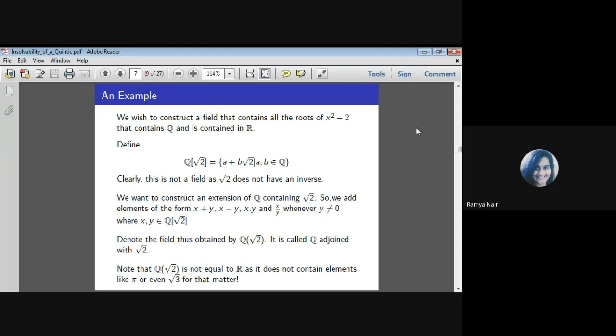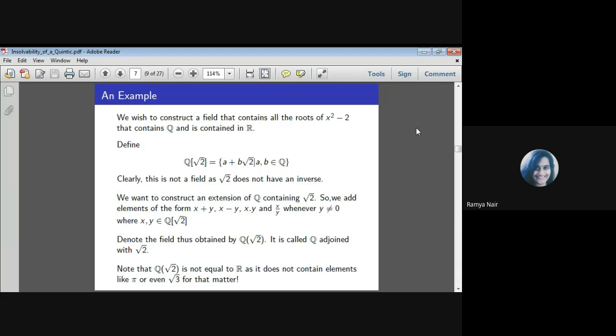Our aim is to find out the smallest field that contains the roots of this polynomial x squared minus 2. So we are about to construct a field which is in between Q and R, such that it contains all the roots of this polynomial x squared minus 2. For that, we define a set Q of root 2, where the elements look like a plus b times square root of 2, where a and b are rational numbers.